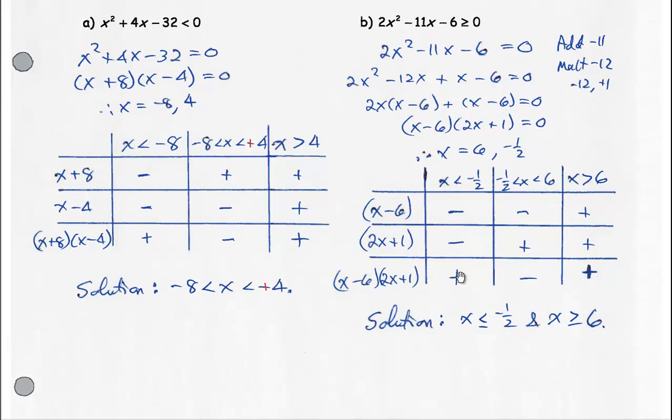And so the solutions would be x is less than or equal to negative a half. Notice there's an equal to sign here, so we need to have an equality here as well. And if this positive comes from that interval, the other solution would be x is greater than or equal to 6 as well.